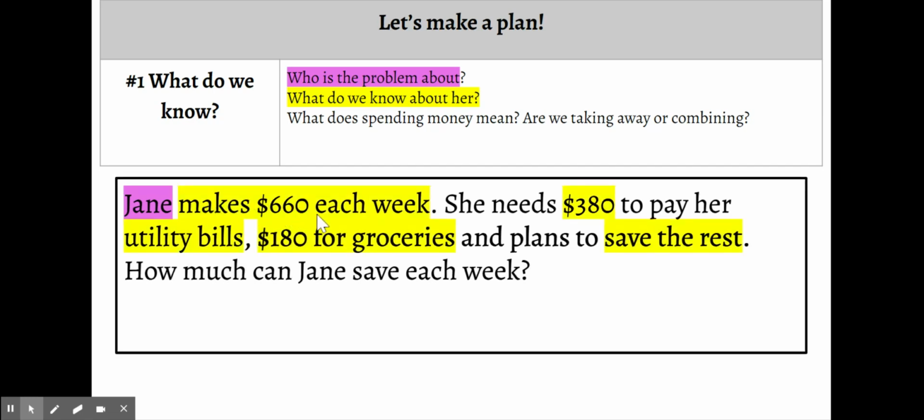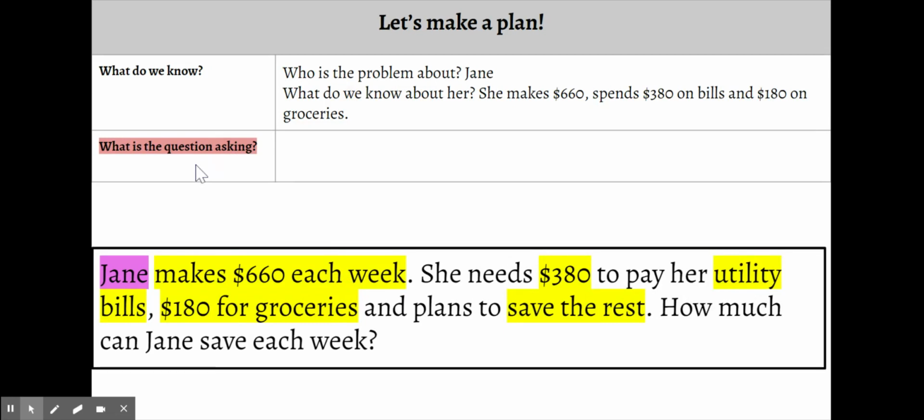She makes $660 each week. She needs $380 to pay her utility bills, and that's like her water and her electricity at her house. And she needs $180 for groceries, for her food, to eat dinner and lunch and breakfast. And she plans to save the rest. So she makes 660 and she spends money and she wants to save some money also. And that's what we know about her so far.